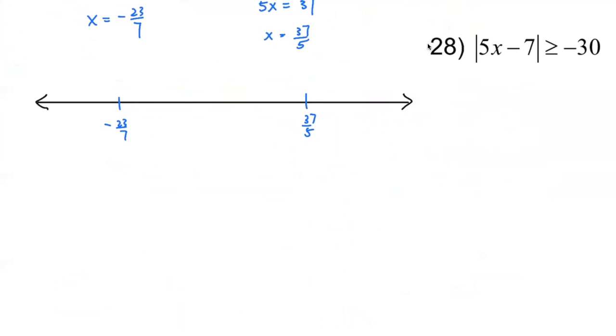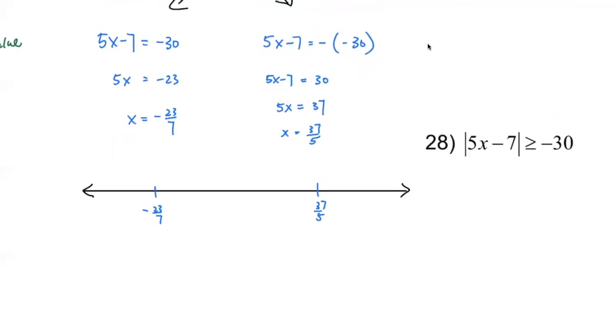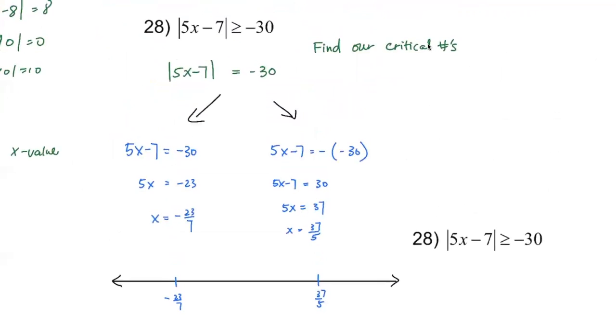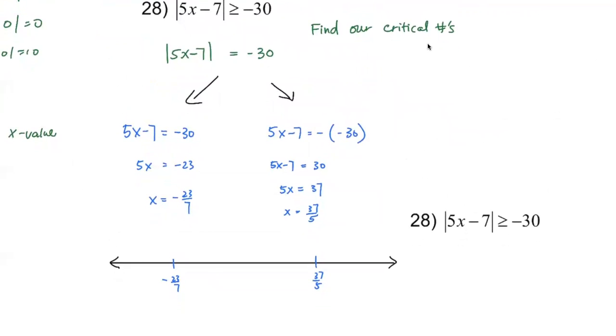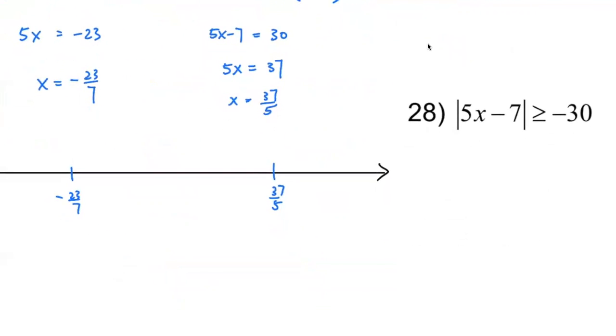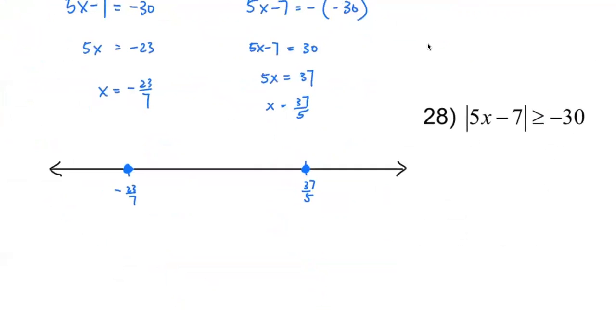Okay, I'm going to test. And now we're going to do one more thing too, because it's greater than or equal to in the very beginning of the inequality. Let's go ahead and do a closed circle at these two spots first. Because of the equal sign on the inequality, we can go ahead and draw the closed circle. And now let's pick some values. So 37 over 5 is around 7.4. So let's go ahead and pick a value, 8.